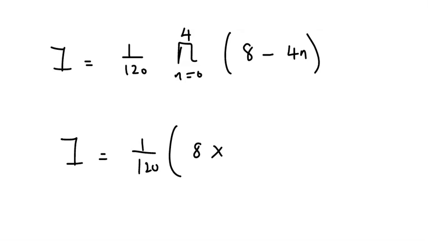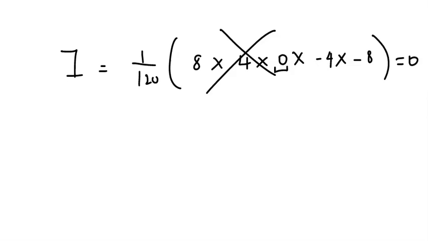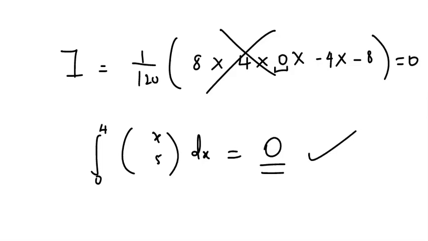When n is equal to 1, we get 8 minus 4, which is 4. Multiply by when n is equal to 2, we get 8 minus 4 times 2, which is 0. When n is equal to 3, we get 8 minus 12, which is negative 4. And when n is equal to 4, we get 8 minus 16, which is negative 8. I think we have a product in which we have 0 somewhere. Therefore, everything turns out to be 0. Interesting. Is that not magic? So we can say that our integral from 0 to 4 of x combination 5 dx is obviously equal to 0, and this is the correct answer.